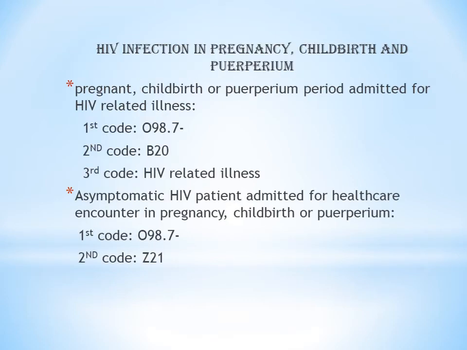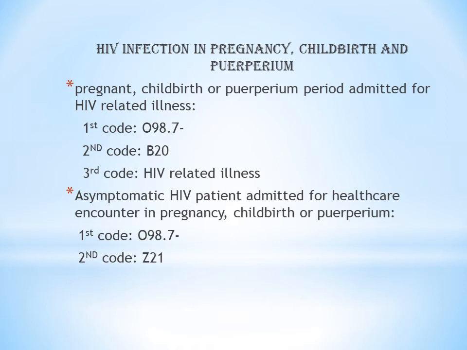Next one is HIV infection in pregnancy, childbirth and puerperium. We know that for all complications in pregnancy, the first code is the O code. Similar is the case for HIV infection in pregnancy, childbirth and puerperium too. So the first case is a pregnant patient, or childbirth or puerperium period, admitted for an HIV related illness.